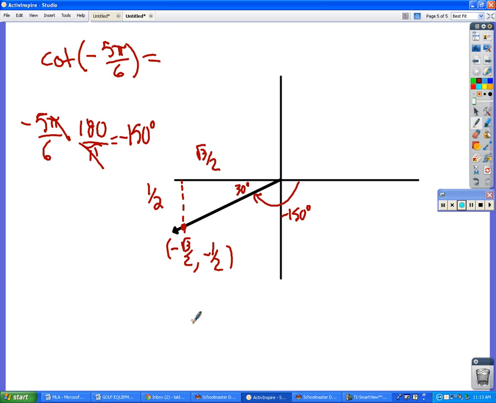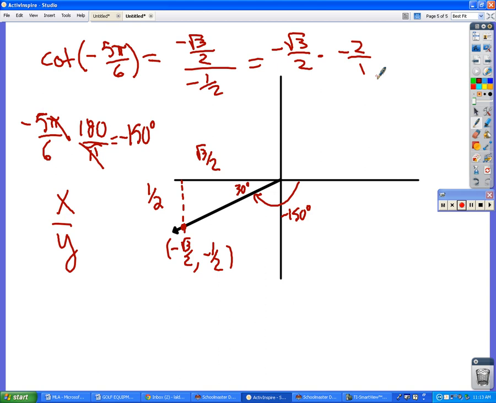So cotangent is going to be the x-coordinate divided by the y-coordinate. So the x-coordinate is negative root 3 over 2. The y-coordinate is negative 1/2. How do you divide two fractions? Multiply by the reciprocal. So this is going to be negative root 3 over 2 times negative 2 over 1. 2's cancel, negatives cancel, final answer, square root of 3. Oh, that's awesome. Okay? That's so cool.